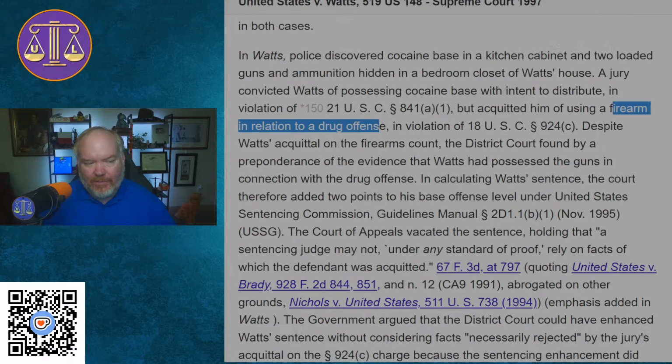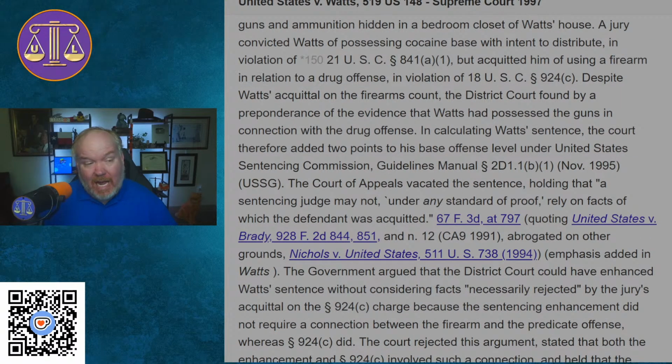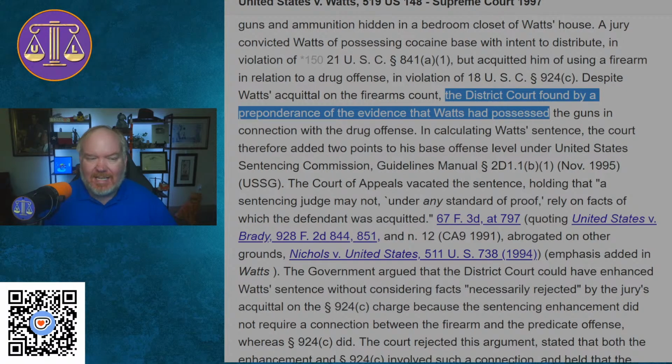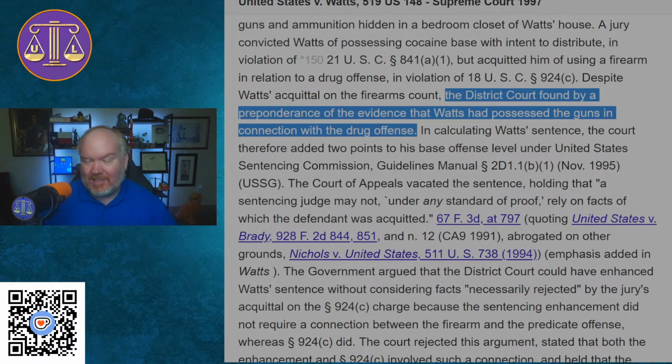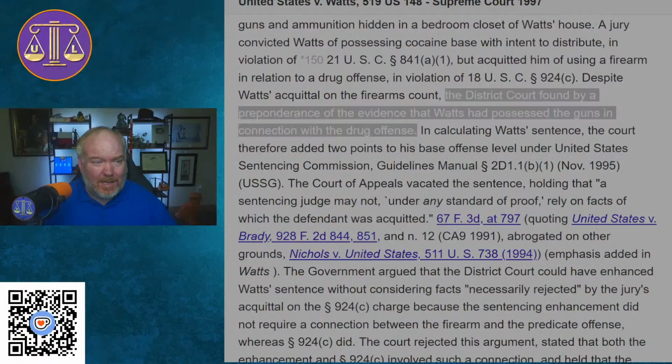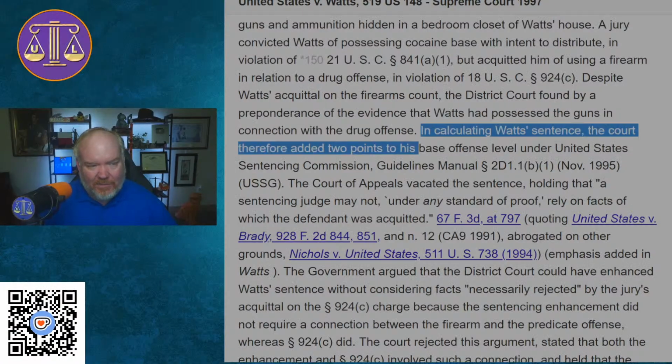Despite the acquittal on the firearms count, the district court found by a preponderance of the evidence that Watts had possessed guns in connection with the drug offense. So they're like, the jury may have acquitted you, but I think it's more likely than not you possessed the guns anyway. So, I'm just going to use that in sentencing. On the drug count, I'm going to use the fact that you possessed guns. That's what I'm going to do. Because I think it's more likely than not, but the jury acquitted, but I don't care. I'm cool. In calculating the sentence, the court therefore added 2 points to the base level, relevant to law.